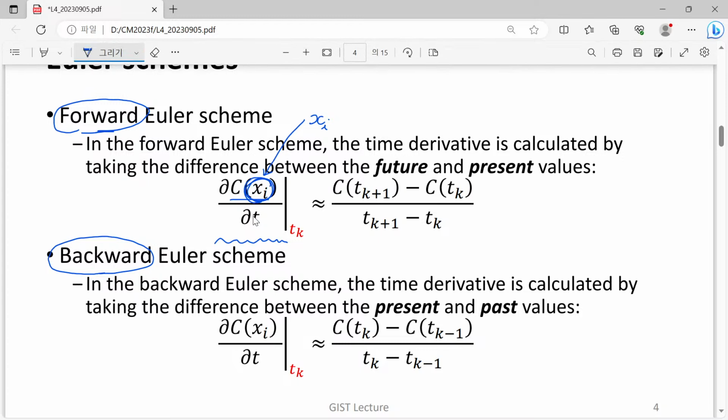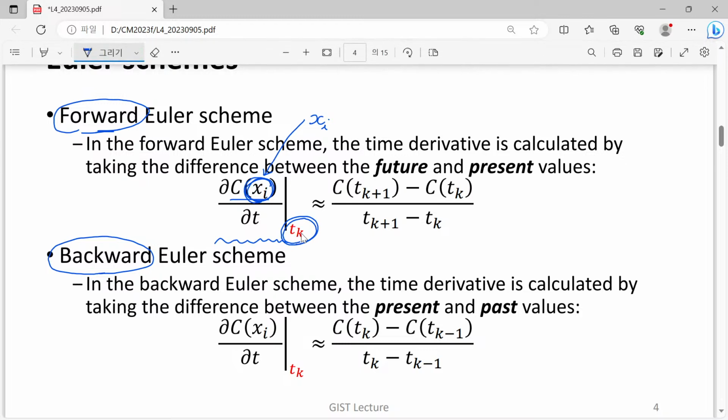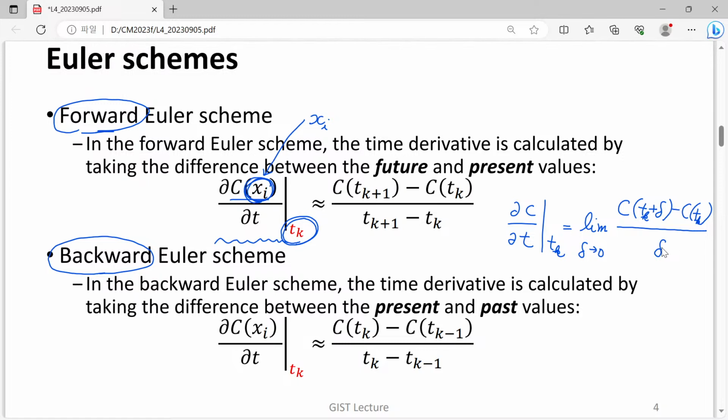Anyway, when we calculate the time derivative at time index t sub k, you can write it in this way: the limit of delta going to 0 of the quantity C at t sub k plus delta minus C at t sub k, divided by delta. That is one form for our time derivative.